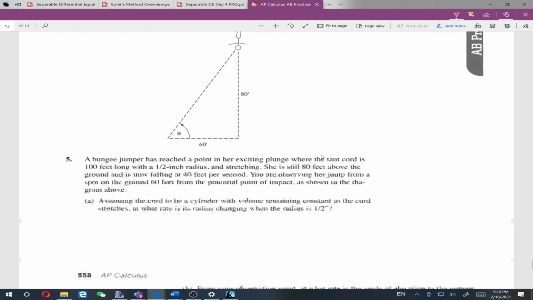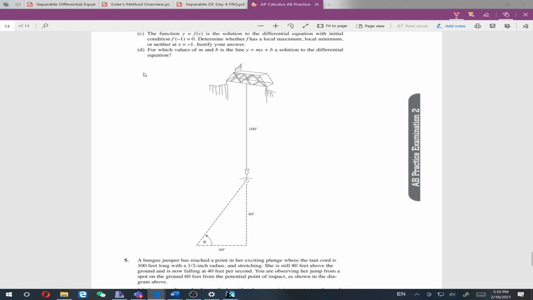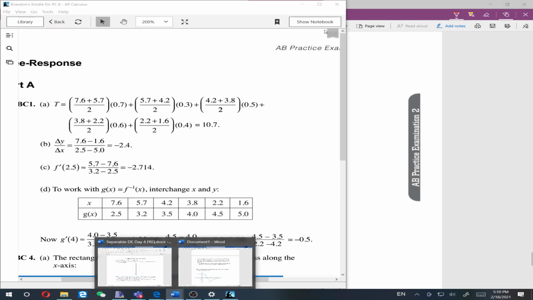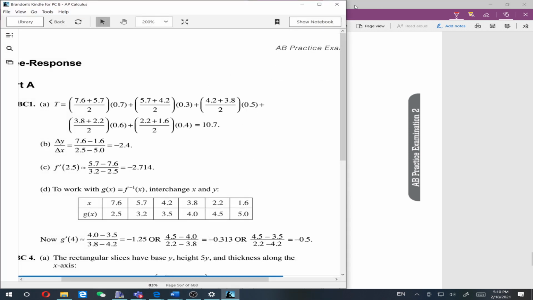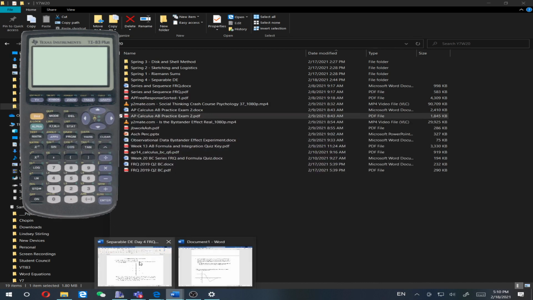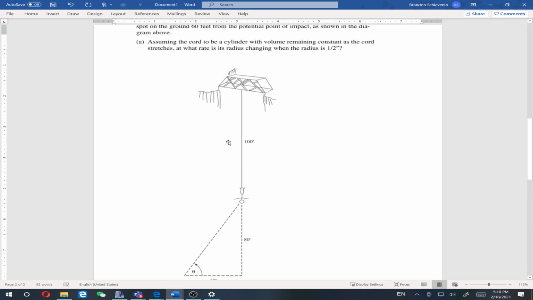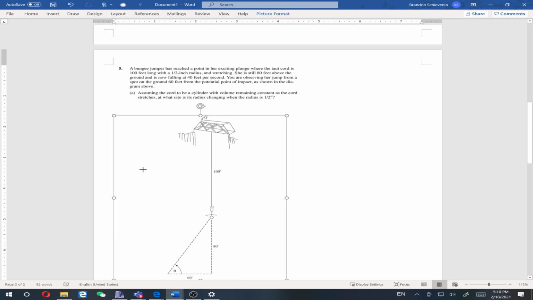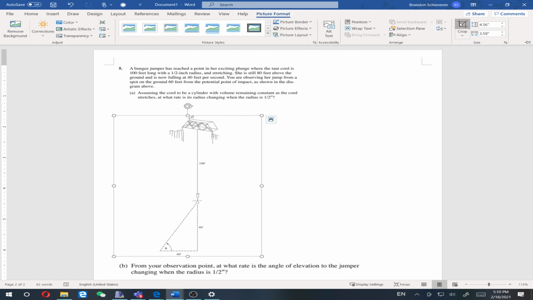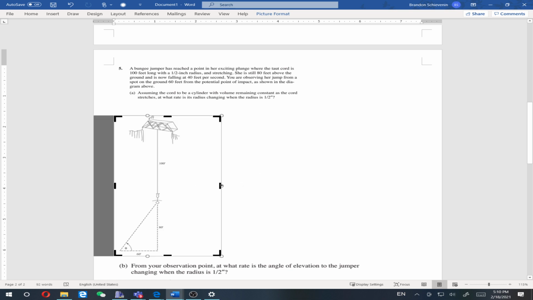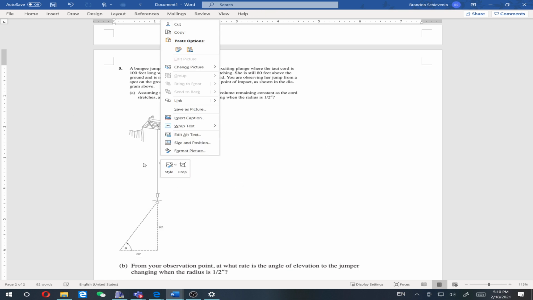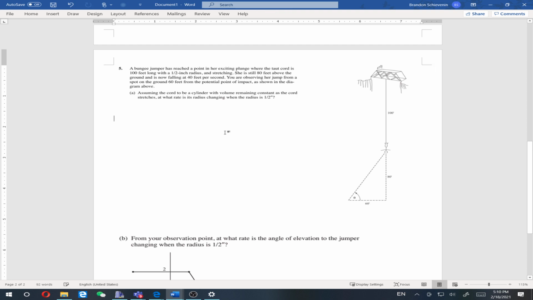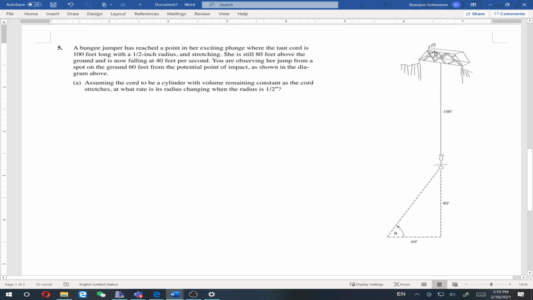Oh, I'm looking at the wrong one, aren't I? Okay, as shown in the diagram above. Let's get rid of this for now. We'll reopen that. Okay, so as shown in this diagram here.